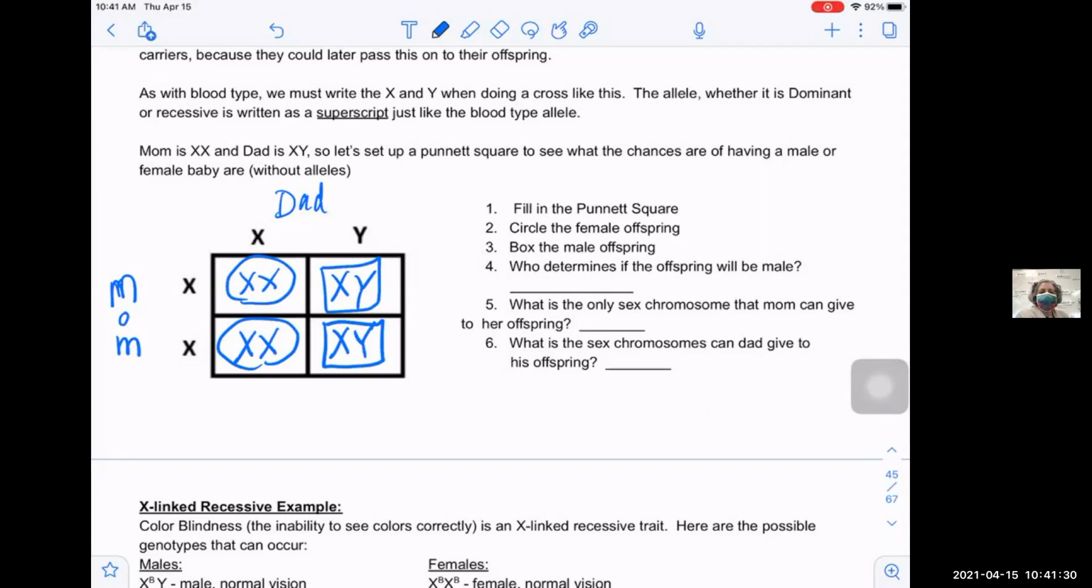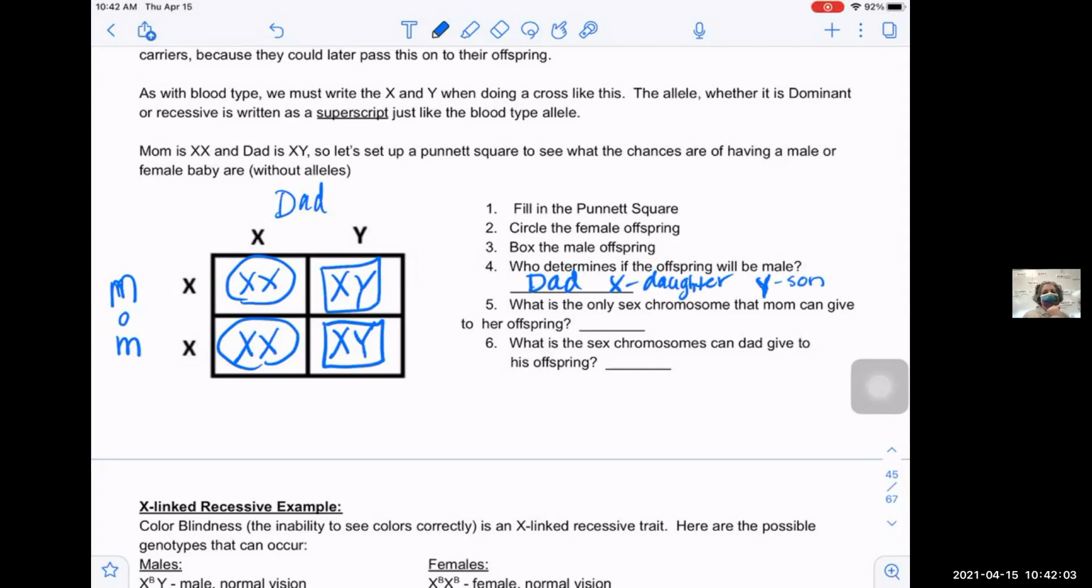All right, so who determines if the offspring is going to be male? Dad, right? Because if he gives his X, he's going to have a daughter. And if he gives his Y, he's going to have a son. This is important to understand when we start looking at pedigrees tomorrow, because fathers always give their sons a Y. So fathers can't give their sons an X-linked trait.